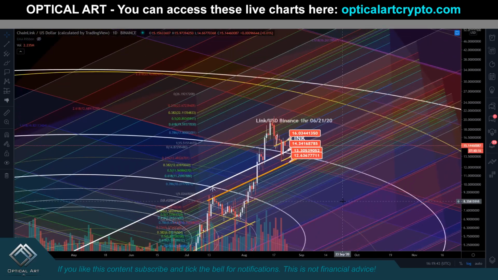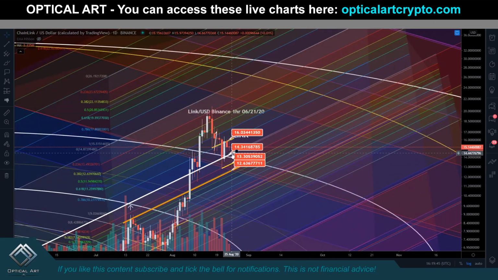So if you're bullish on Link, a likely target, if you expect this to go much higher or a lot higher, this ring will be respected here. This is $26. But if you're looking for a point to potentially ride Link up and sell, I would probably get out of this ring.